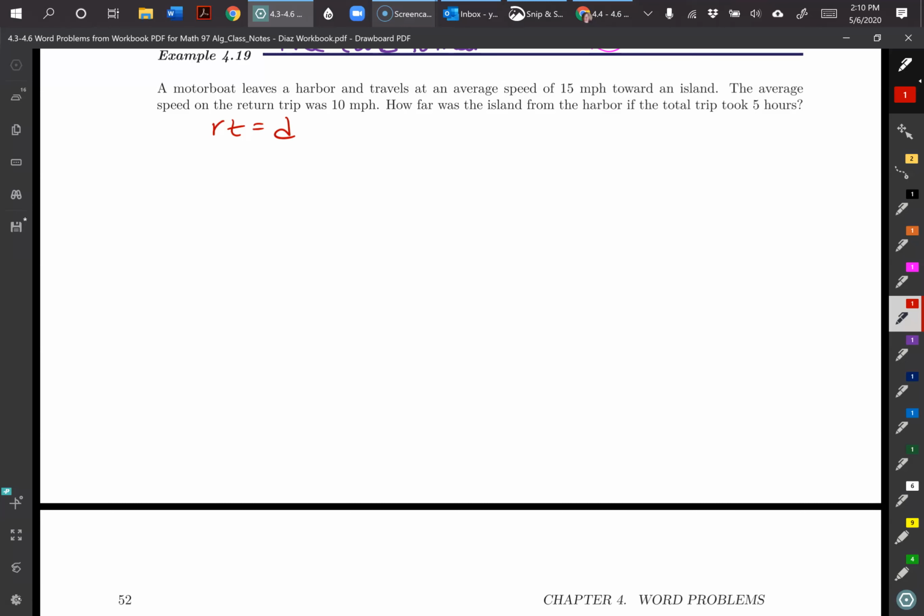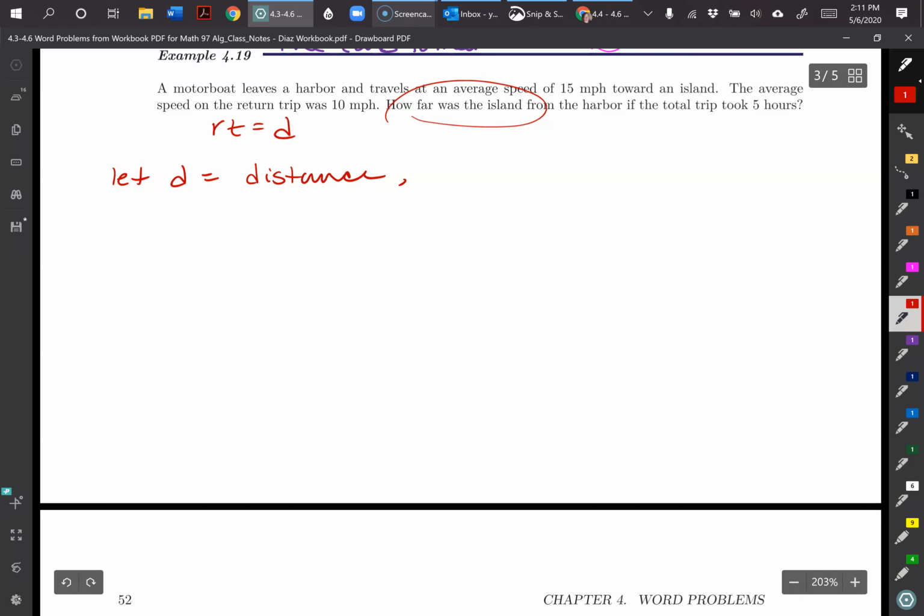And we have to look at what we're given and what we're trying to find. So a lot of times I just look at what we're trying to find. So how far was the island? So let D equal distance, and that's the one way, from harbor to island. Okay, so we're tracking that.